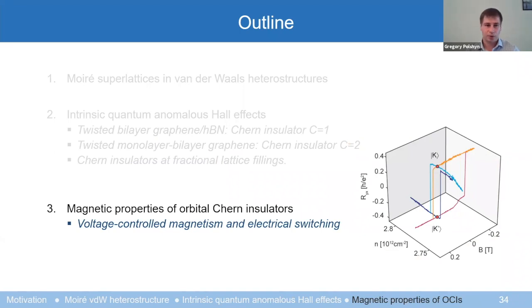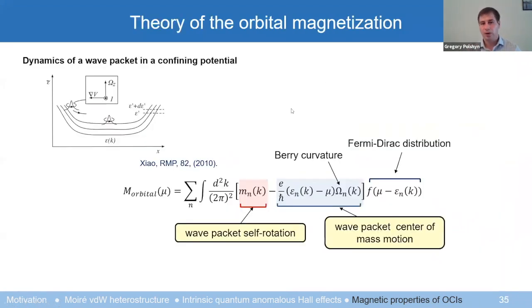Okay, let me move on to the last part of my talk. I'll discuss some curious magnetic properties of these orbital Chern insulators. So quite remarkably, a comprehensive theory of orbital magnetism has been developed only about 20 years ago, not so long ago. And basically, according to this theory, one can calculate orbital magnetization using the following integral over all occupied states. And there are two important terms here which could be understood in the picture of electron wave packets.